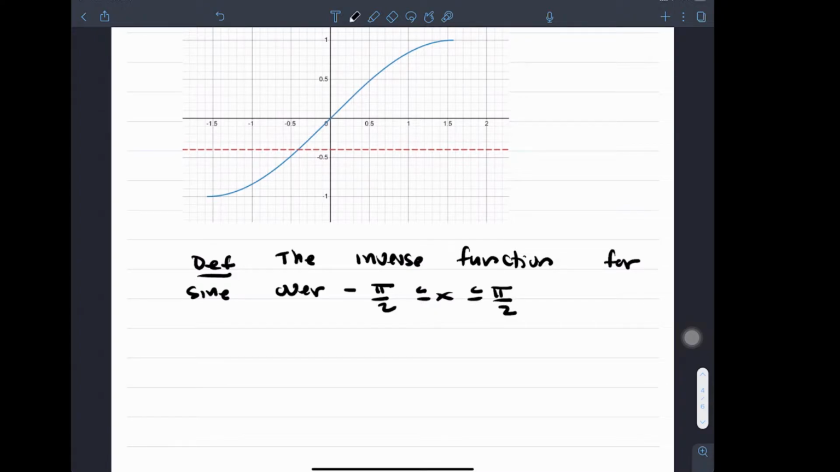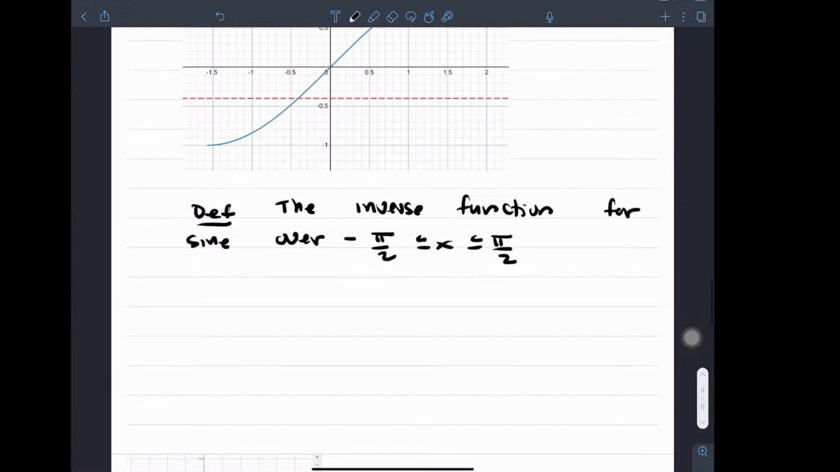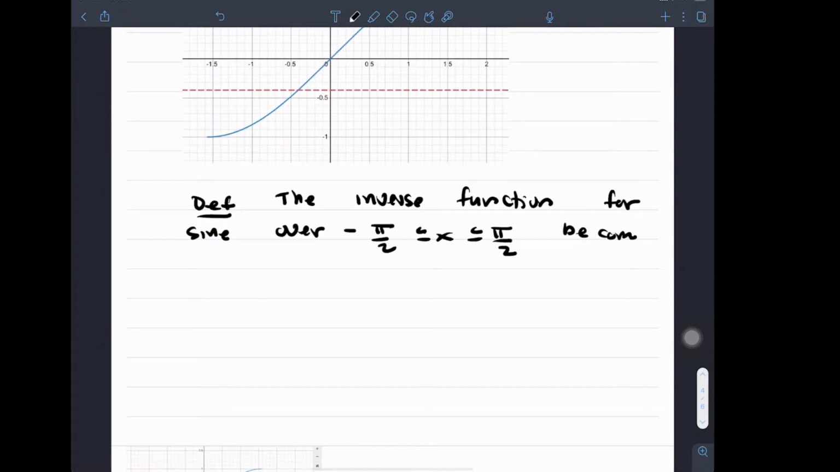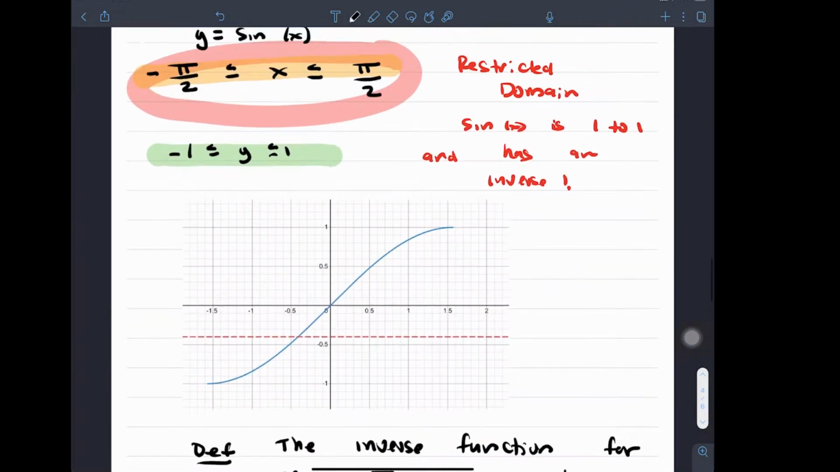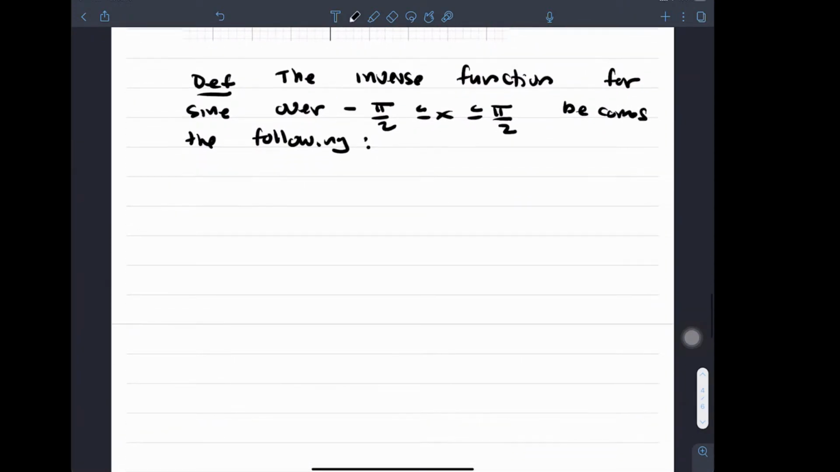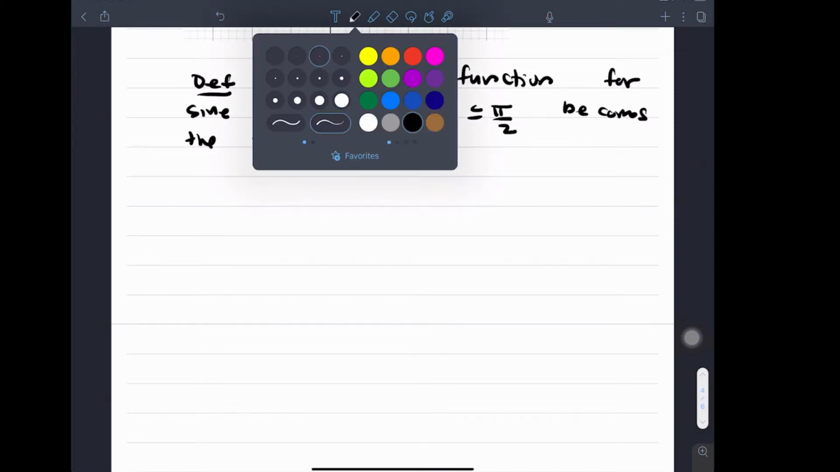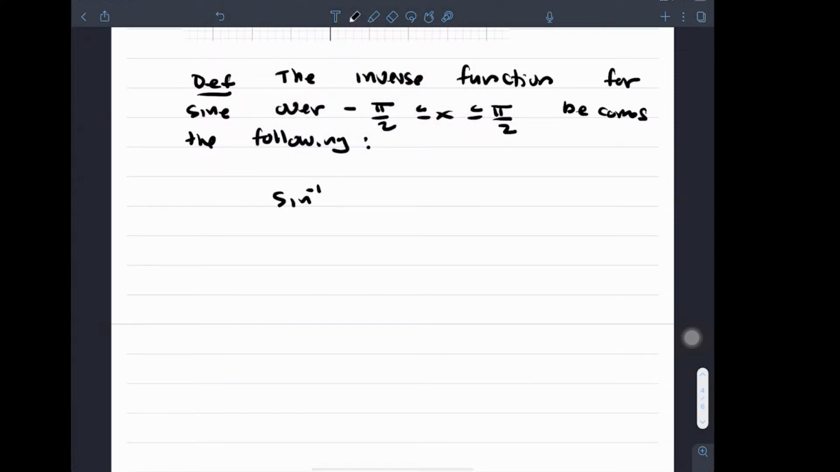Okay. Becomes the following. There it is, all the way down in the corner. I'm going to say this. Inverse sine x is y. It's a function. And that's equivalent to, this is the if and only if, in the book.